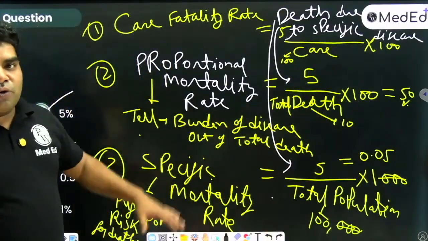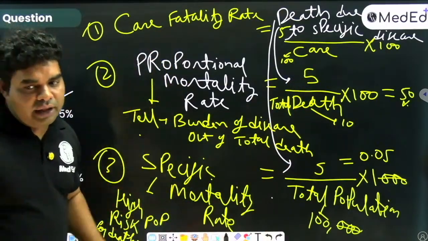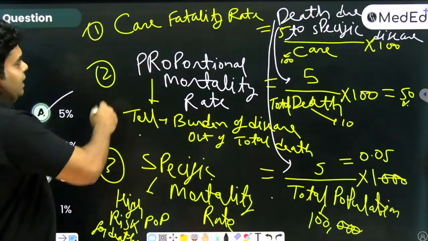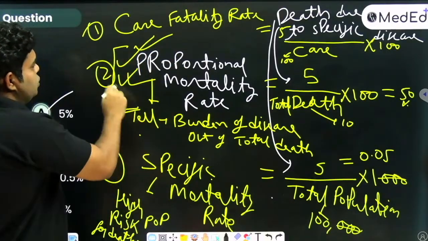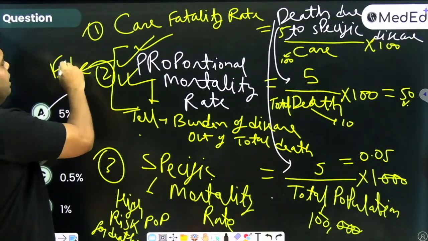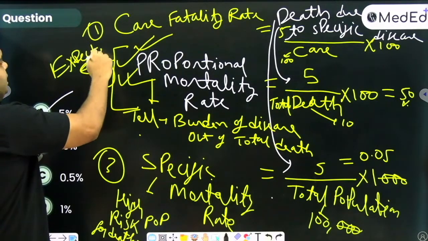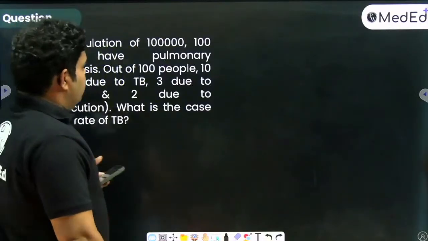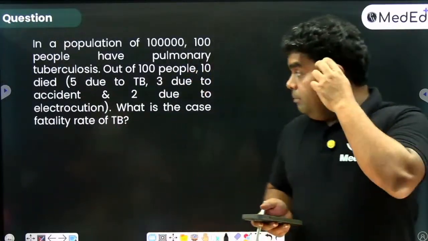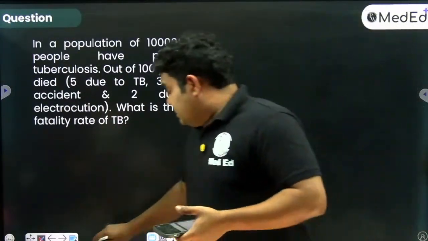Okay, so try to revise these 3 formulas together, and very likely in this upcoming NEET exam they will ask a question from proportional mortality rate. This is the one which I am expecting in the upcoming NEET exam. Okay, sure. Now let's come. We have discussed this question.